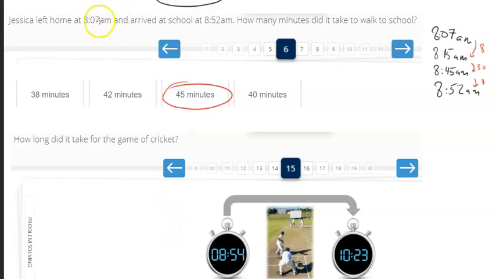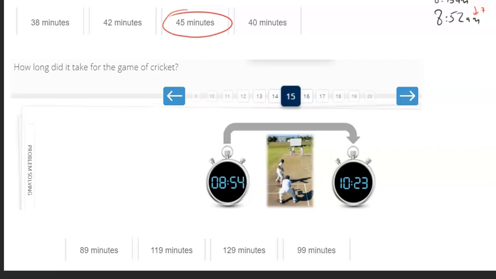So that's how long it will take for Jess to get to school if she leaves at that time and arrives at that time. Now the reason why I do this method is because you'll get questions that look like this. How long did it take for the game of cricket? And here we can see that the elapsed time now involves hours elapsing. So let's go from 8:54, and our ending time is 10:23. We'll go from 8:54 to 9, 9 till 10, and then from 10 till 10:23.